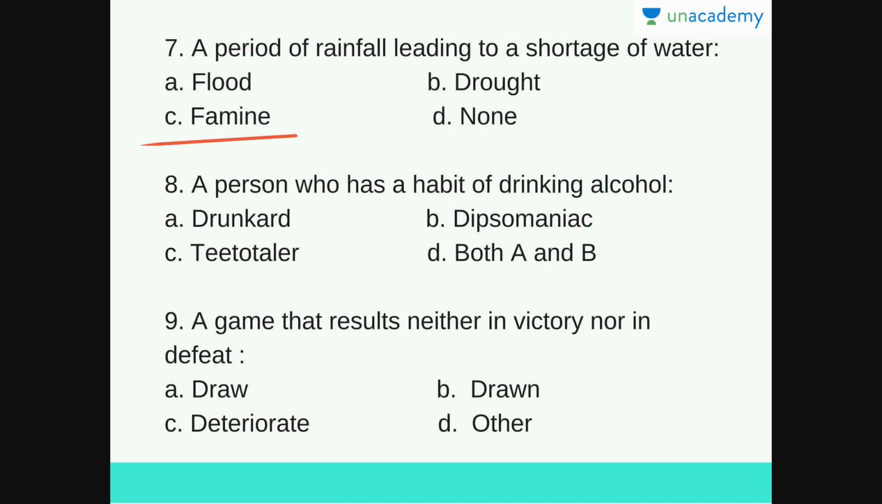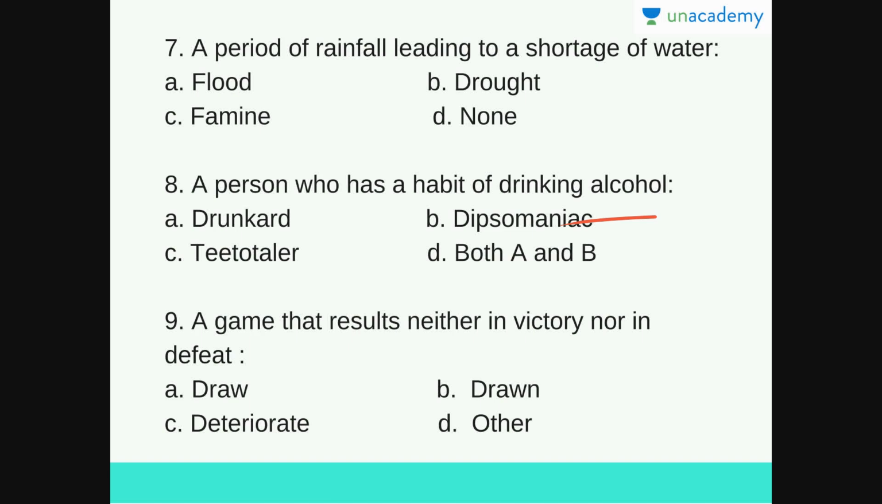Next question is a person who has a habit of drinking alcohol. Options are drunkard, dipsomaniac, teetotaler, and both A and B. So the answer for this question is both A and B, that is drunkard and dipsomaniac mean a person who has a habit of drinking alcohol. We haven't covered these words, so remember them. Dipsomaniac and drunkard. Teetotaler, on the other hand, is someone who does not drink alcohol. He does not ever drink alcohol. So that's teetotaler, the antonym of drunkard and dipsomaniac.